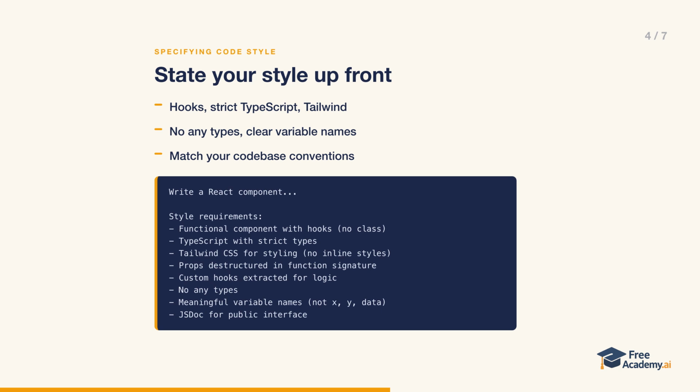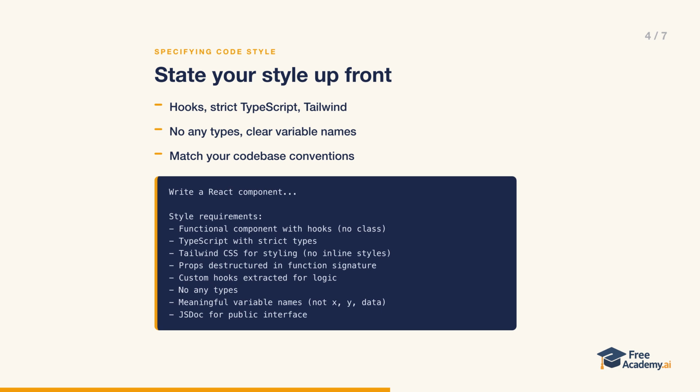Look at this React example. Instead of just asking for a component, the prompt demands a functional component with hooks and no class, TypeScript with strict types, Tailwind for styling with no inline styles, props destructured right in the function signature, custom hooks for logic, no any types, meaningful variable names instead of x, y, or data, and JSDoc on the public interface.